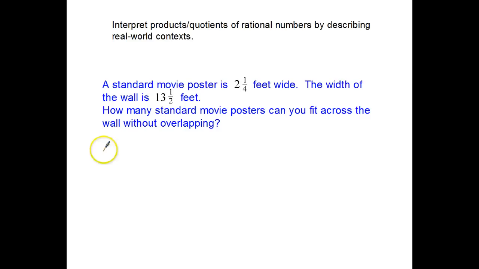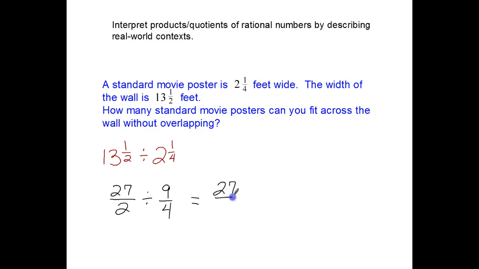So a 13.5-foot wall is divided by a 2 1/4 foot wide poster. And we're just going to follow what we did before with these mixed numbers. I'm going to change them into impropers. So this is 27 halves divided by 9/4, and you can't divide fractions, so we're going to change it to multiplying. 27 over 2 multiplied by the reciprocal.